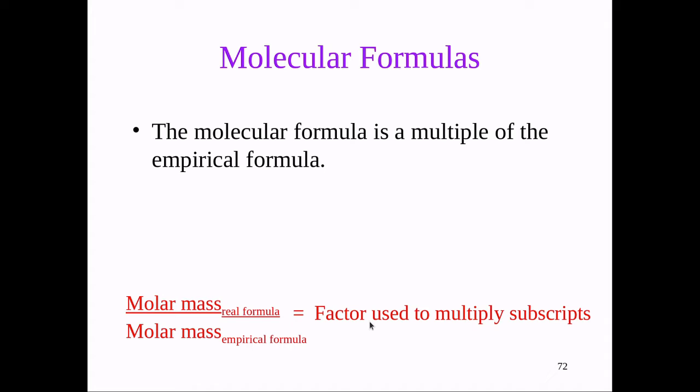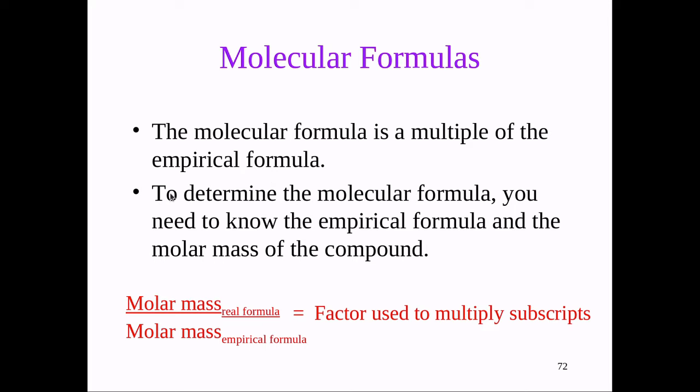So now that we've thought about that, let's do a little recap. The molecular formula is a multiple of the empirical formula. And to determine the molecular formula, you need to know the empirical formula and the molar mass of the compound. What our formula is going to be is that we take the molar mass of the actual real molecular formula and we divide it by the molar mass of the empirical formula. This is the factor we're going to need to multiply all of the subscripts of the empirical formula by.